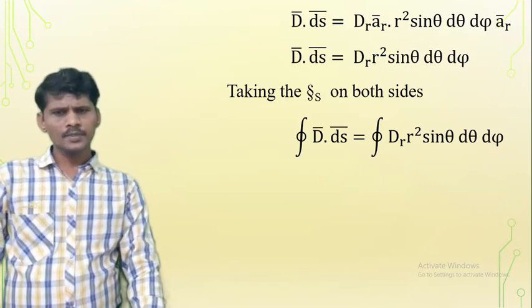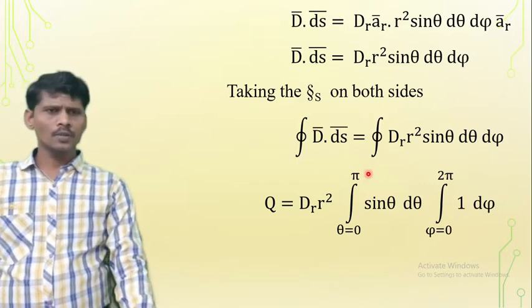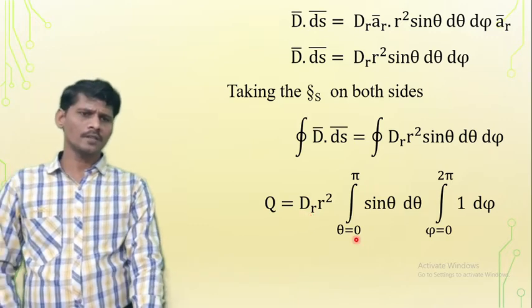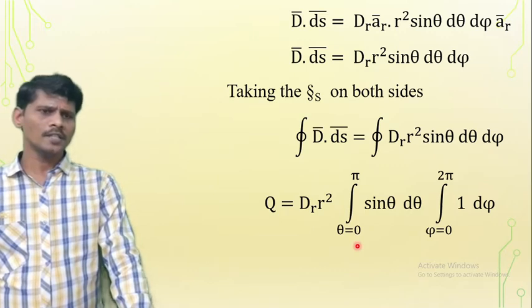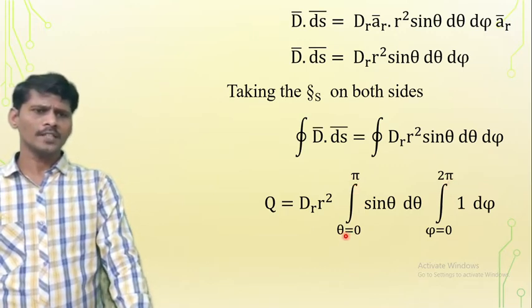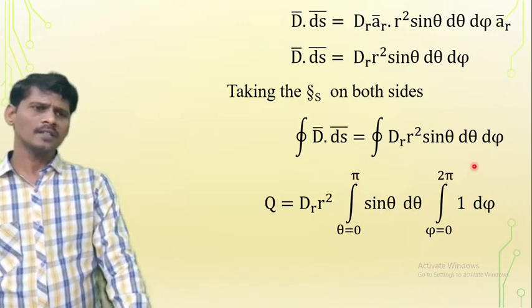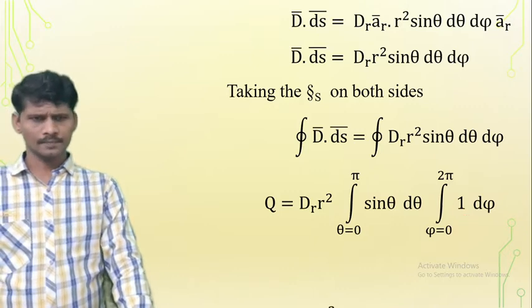We get LHS term is the charge enclosed by that surface, that is Q. Dr into r square is constant, so it is written before integration. Integral in spherical coordinate system, the range of theta is 0 to pi and range of phi is 0 to 2 pi. That is, integral theta equals 0 to pi sin theta d theta, and integral phi equals 0 to 2 pi 1 d phi.